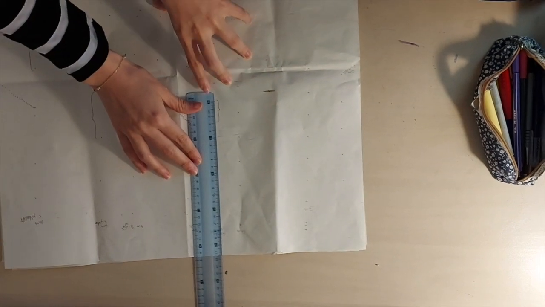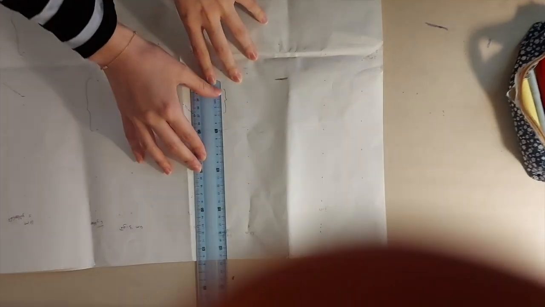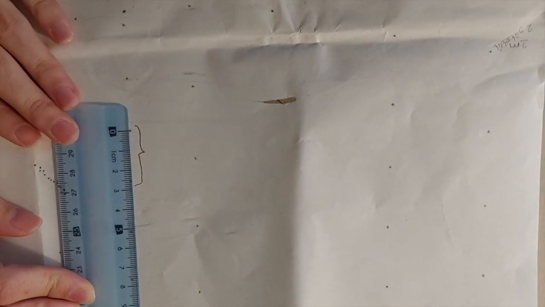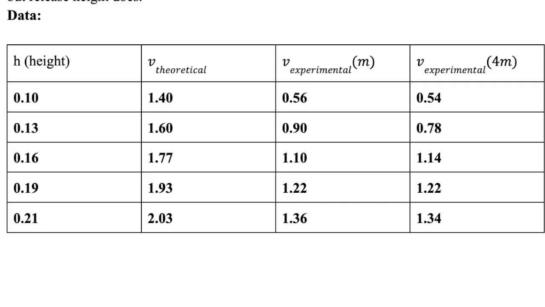After collecting the data, I measured the distance between 2 data points to find the final velocity of the object. After calculating the final velocity of the object after each drop, I recorded these into a table. I calculated the theoretical value from the equation mgh equals 1/2 mv squared to compare the experimental values and theoretical values for error calculations. As you can see, experimental values for m and for m are pretty close in every height.